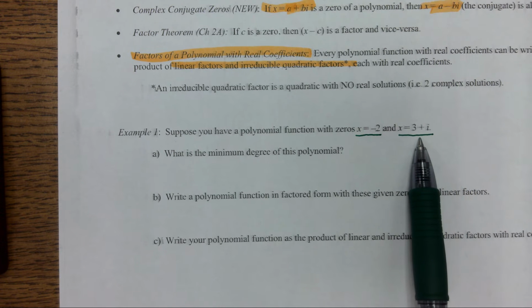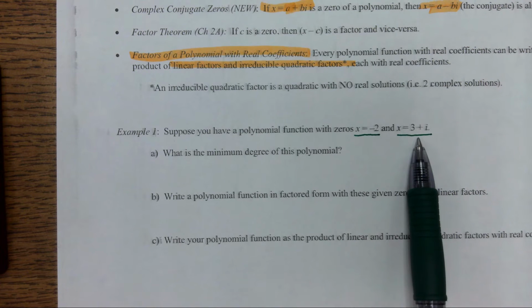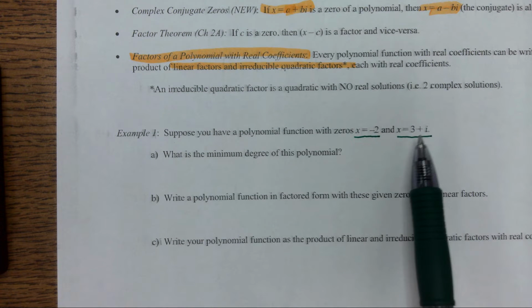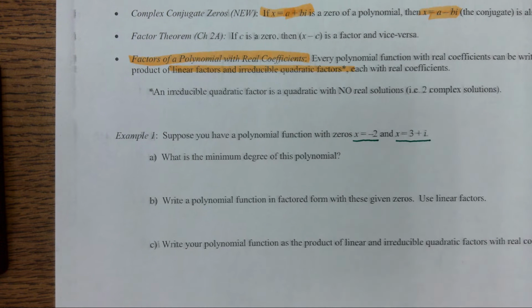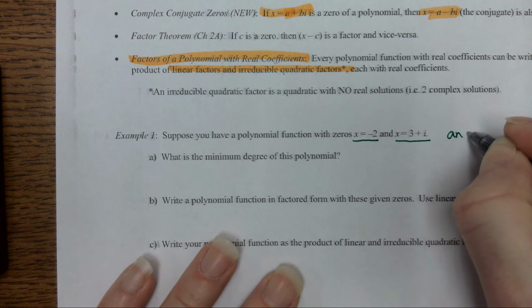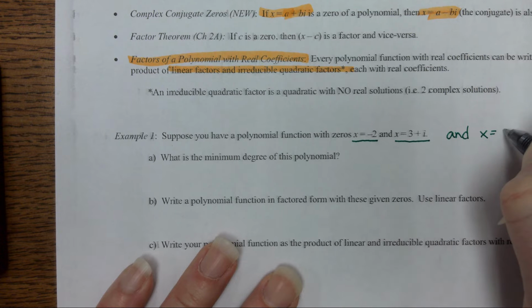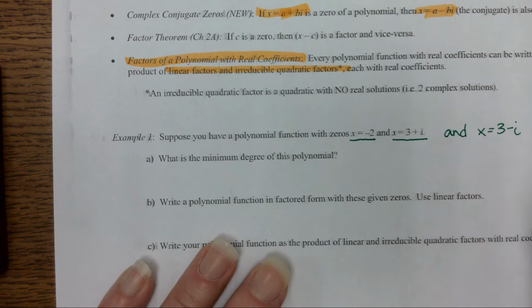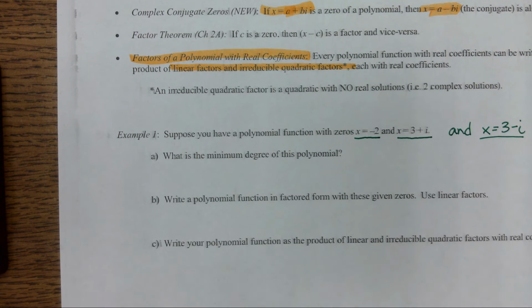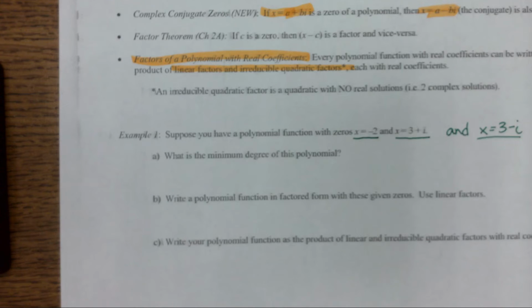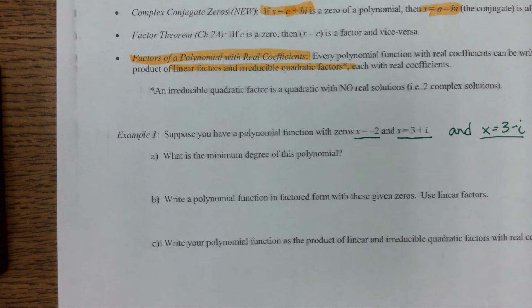3. I'm going to go ahead and write that other zero. They're conjugates. What's the conjugate of 3 plus i? 3 minus i. So even though it's not written, I'm going to write x equals 3 minus i. So now, 3 zeros, how many zeros it has tells you the degree. What's the degree of the polynomial?